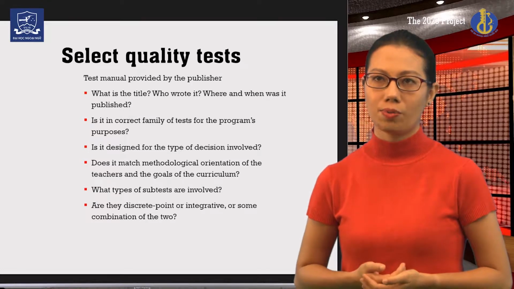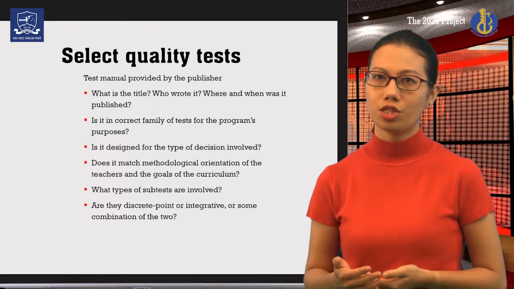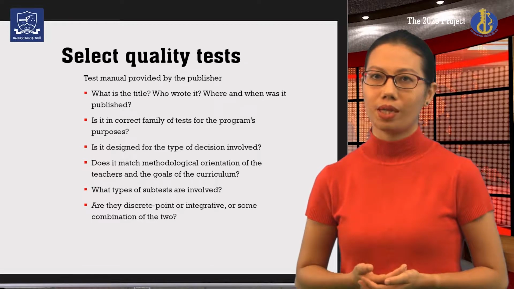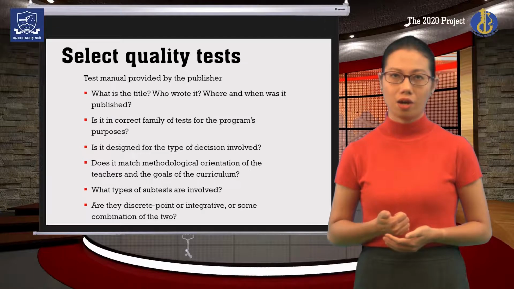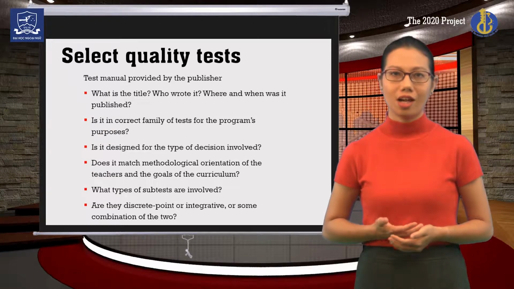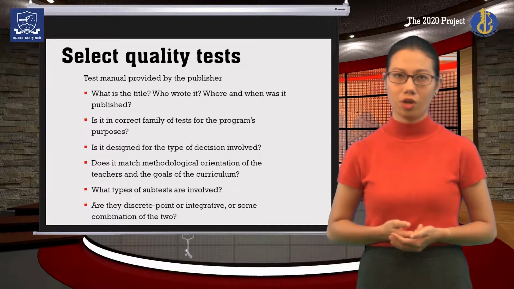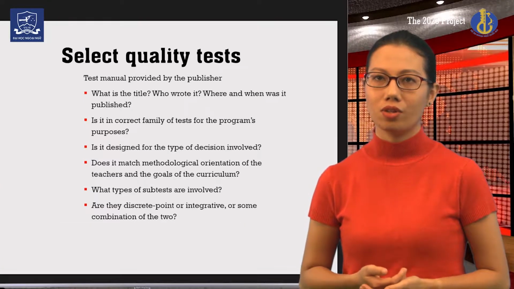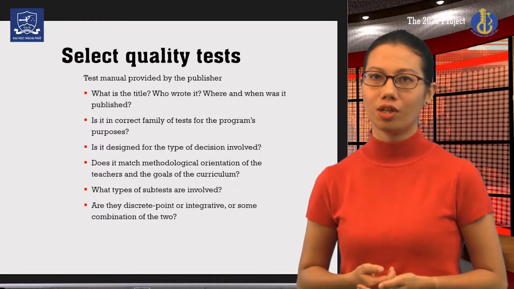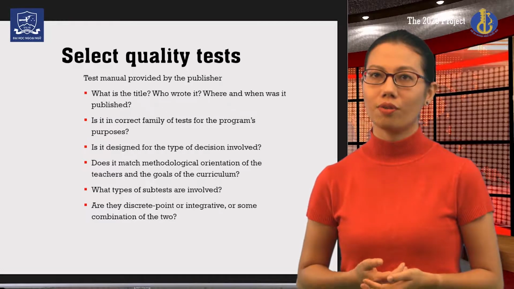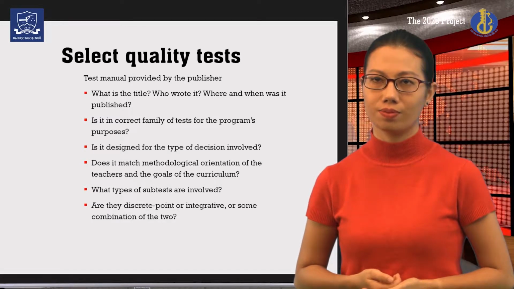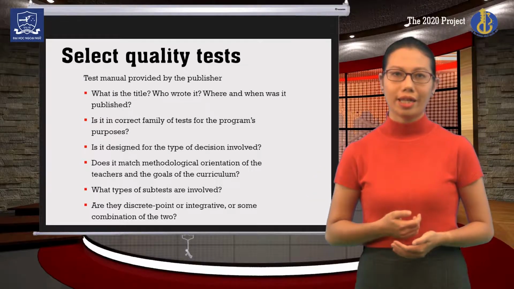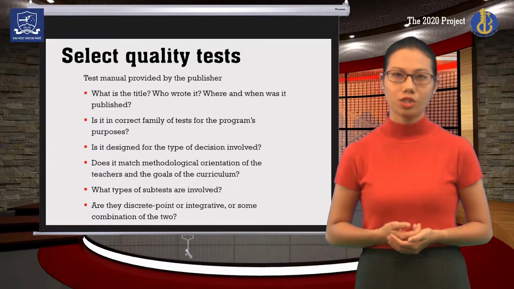As shown in the table, the theoretical orientation of the test should probably be reviewed next. Is it in the correct family of tests, NRT or CRT, for the program's purposes? Is it designed for the type of decisions involved? Does it match the methodological orientation of the teachers and the goals of the curriculum? What types of subtests are involved? Are they discrete points or integrative, or some combination of the two?